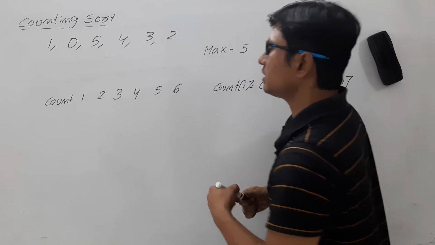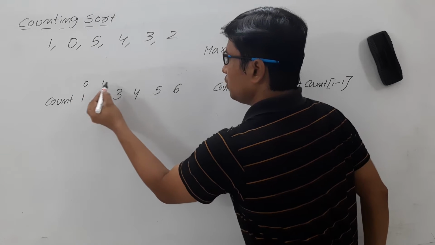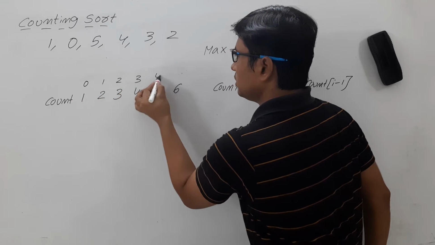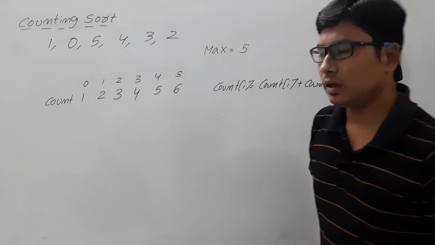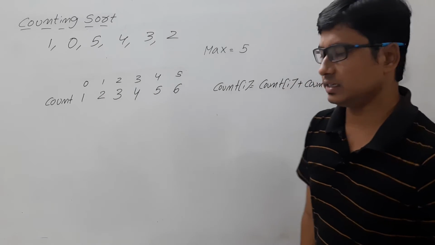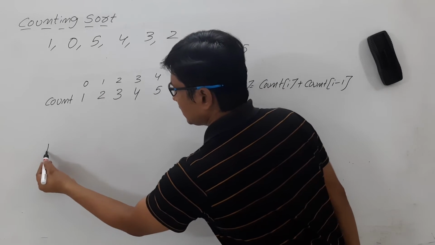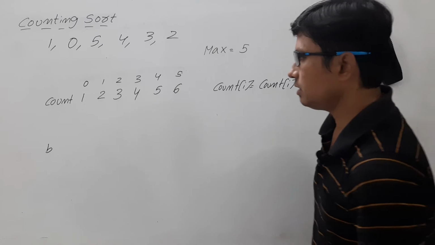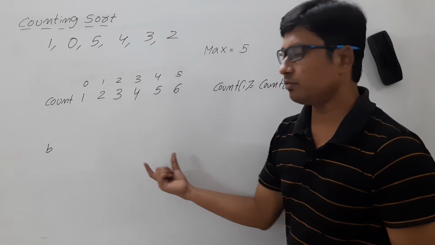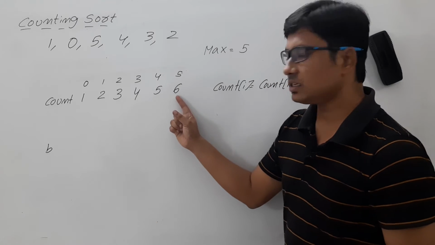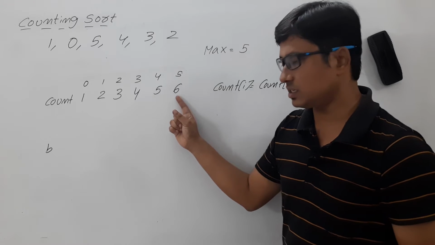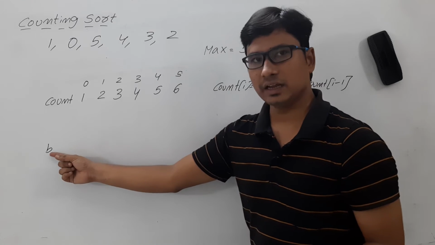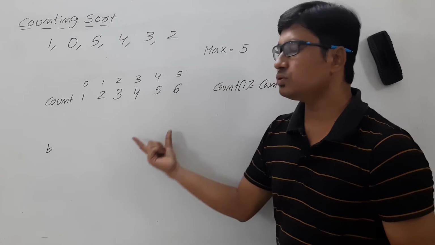And what are the indexes? 0, 1, 2, 3, 4, 5. Now what is the meaning of this array? Let me take another array called B, and the size of that array will be 6 because the value here is 6. So you need to take another array called B whose size is 6.